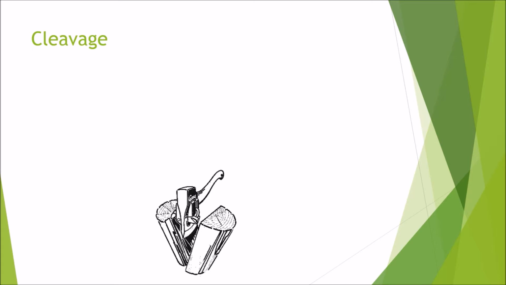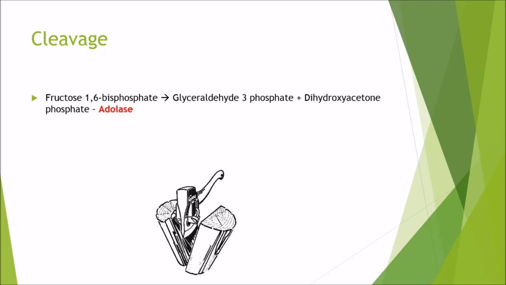So now that we've phosphorylated the glucose, we're now ready to cleave it. So literally imagine an axe cutting through a chunk of wood, splitting it into two. So the fructose 1,6-bisphosphate is cleaved into glyceraldehyde 3-phosphate, or G3P, and dihydroxyacetone phosphate, and that's catalyzed by the enzyme aldolase.